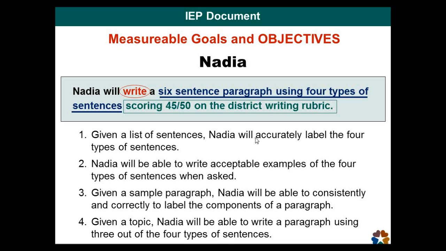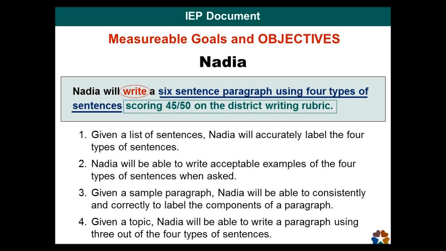Okay? So here are the objectives. First, given a list of sentences, Nadia is going to accurately label the 4 types of sentences. That's the first thing she needs to be able to do, because up here, part of the goal is she's going to be using these 4 types of sentences.